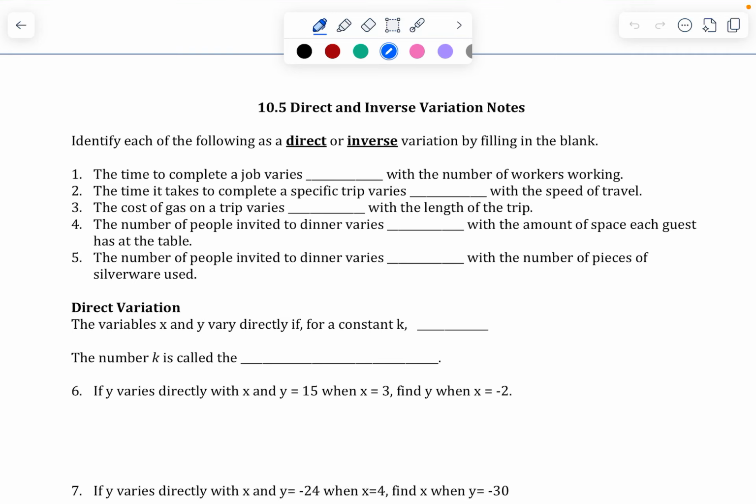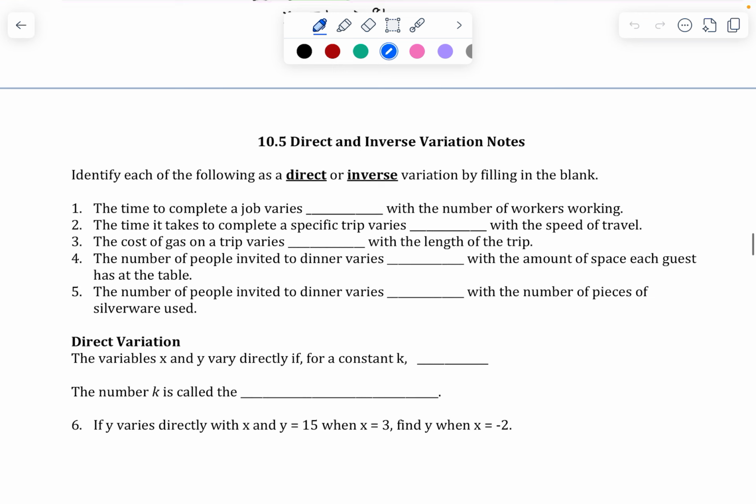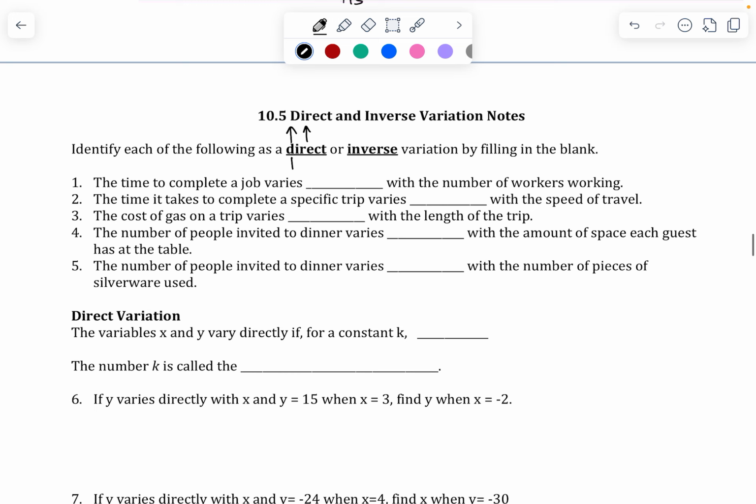All right, in this lesson, we are going to talk about direct and inverse variation. Direct variation is something you talk about in Algebra 1. If two variables vary directly, that means as one variable increases, the other increases, and as one variable decreases, the other decreases. With inverse variation, it's the opposite. As one variable increases, the other variable will decrease, and vice versa.